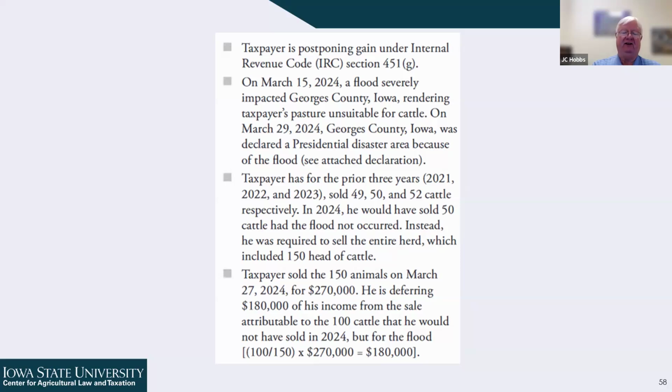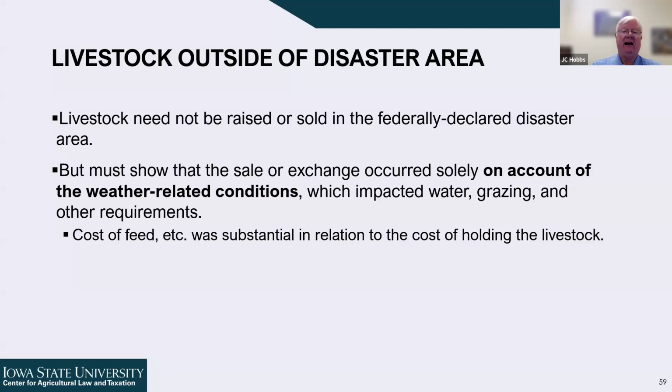Then at the very bottom, he says he's deferring that income attributable to that 100 head of cattle that would have normally been sold in 2025. Now the animals do not necessarily need to be in the disaster area. For example, let's say the hurricane messed up our land in North Carolina. We have some land a little further over, and those animals are ready to be sold. The animals in North Carolina weren't. We can sell the animals off in Tennessee, move these animals there.